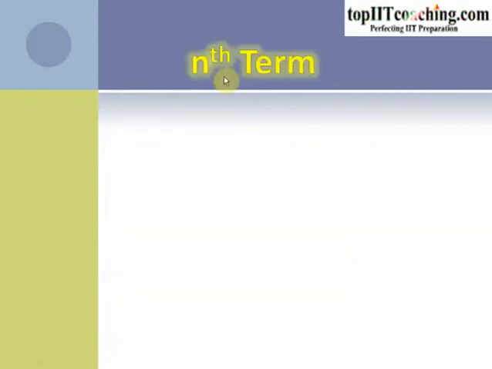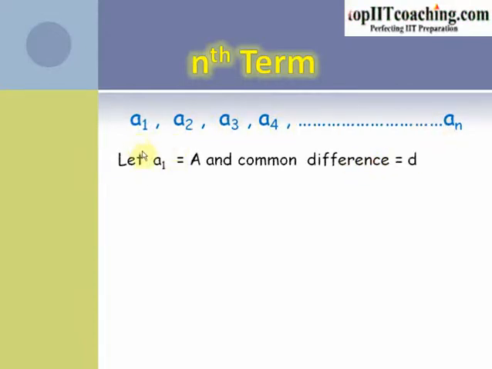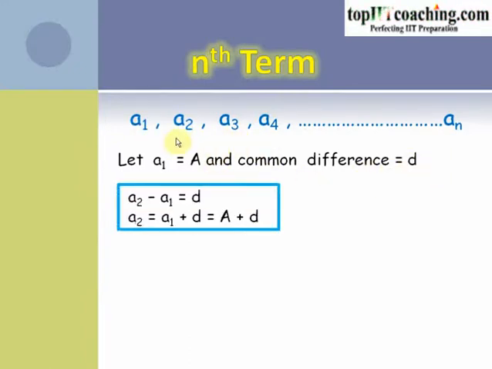Now let's see the formula to find the nth term of any AP. Once again, let's take an AP in which the terms are A1, A2, A3, A4 and so on up to AN. Let us say that A1, which is the first term, is equal to A, and the common difference, that is the difference between the consecutive terms, is equal to D. So here A2 minus A1 would be equal to D. This comes from the definition of an AP. So A2 would be equal to A1 plus D. Now A1 is equal to A and the common difference is D, so A2 would be equal to A plus D.